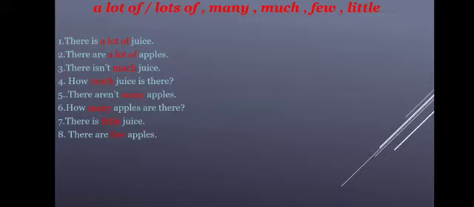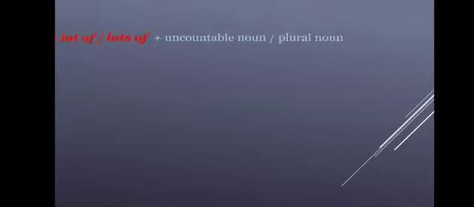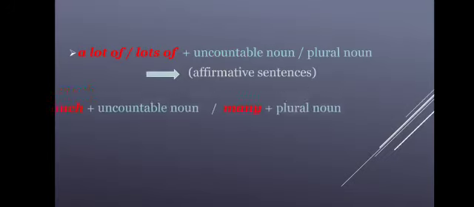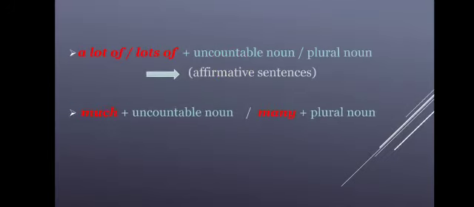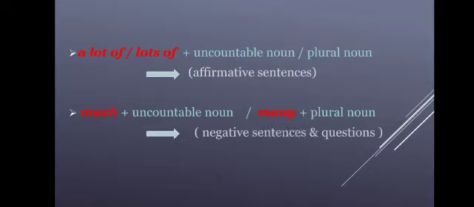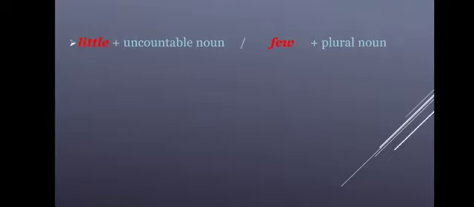So, a lot of or lots of comes before the uncountable noun or plural noun in affirmative sentences. Much before the uncountable and many before the plural, but in negative sentences and questions. Little before the uncountable noun, few before the plural noun in affirmative sentences.